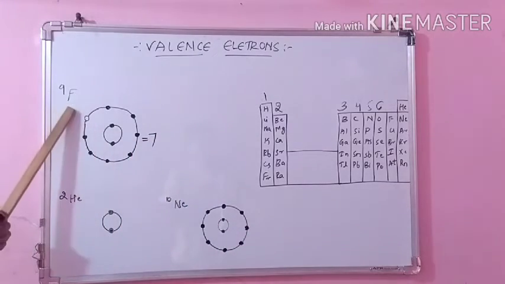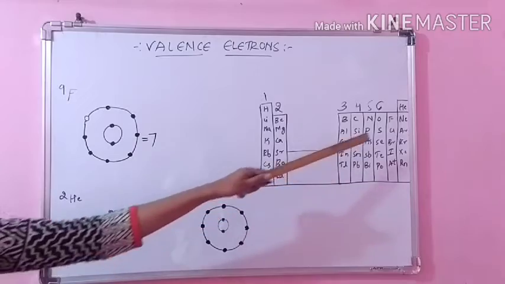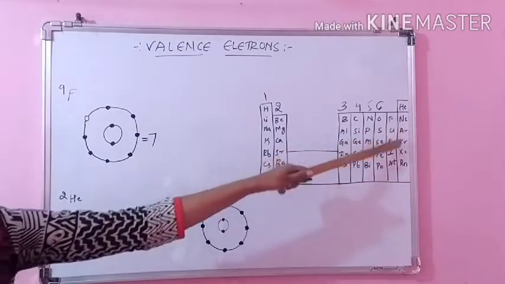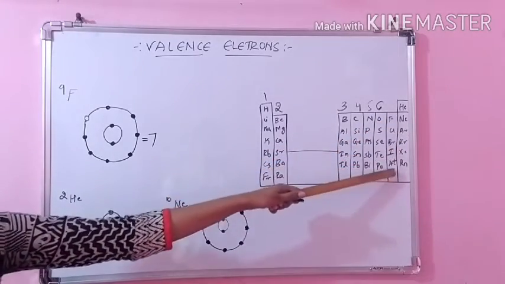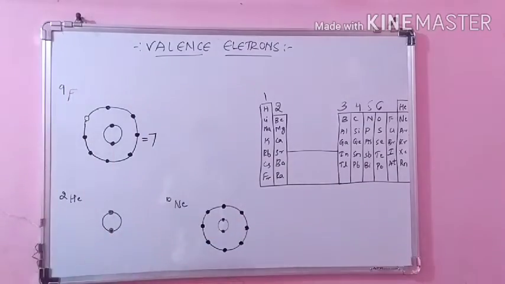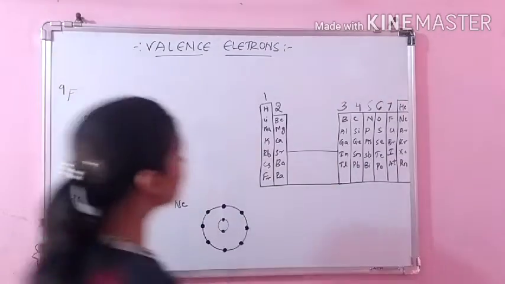This is not only true for fluorine; as I said in the earlier cases, it is the same for the whole column. In all these elements, fluorine, chlorine, bromine, iodine and astatine, how many electrons will you have? 7 valence electrons.